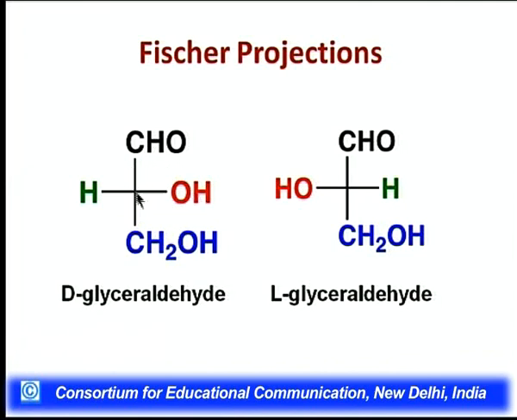by convention, when we are drawing the three-dimensional molecule into two dimensions, when the OH was on the right hand side, he gave this notation capital D, and the structure in which the OH was on the left hand side, he gave it configuration capital L. So now when we name monosaccharides, please remember, how are we going to name them? We are going to name glyceraldehyde, and then we have to indicate the configuration, which we will indicate by the term capital D or capital L.